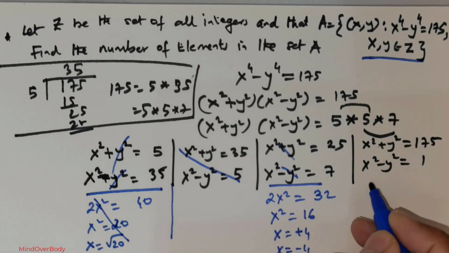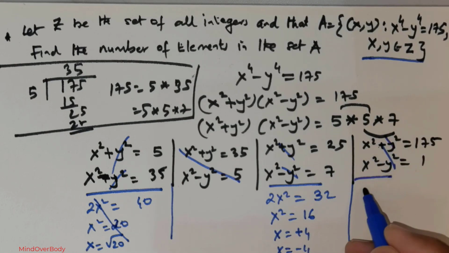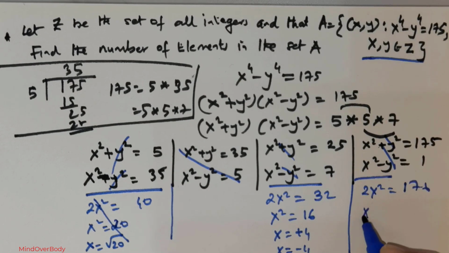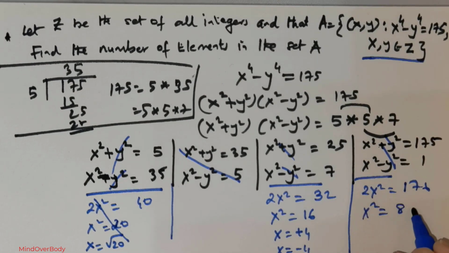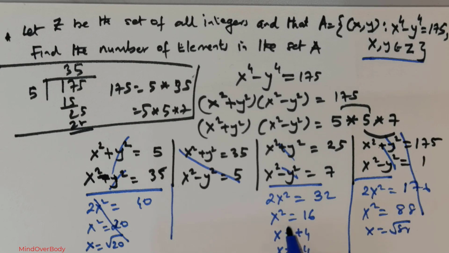So this is okay. We can take this. In this case, y squared gets cancelled. You get 2 times x squared is equal to 176 and x squared is equal to 88 and x is equal to root of 88. So we can't take this. We have to drop this. So the only values that we have got here is from this system. x is equal to plus 4 and x is equal to minus 4.